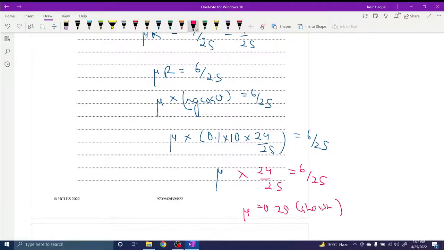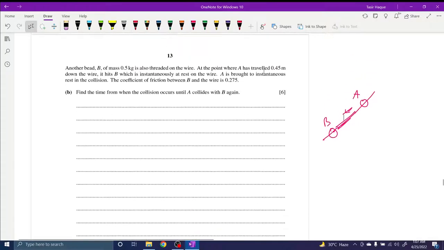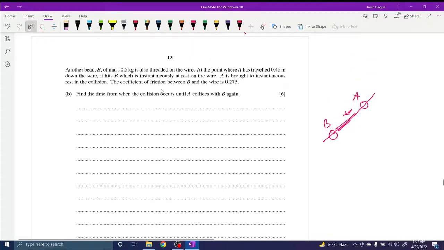Okay, that's all. Now the last part, this was the most complicated sum in the question paper. Another bead B of mass 0.5 kg is also threaded on the wire. At the point where A has traveled 0.45 meters down the wire, it hits B, which is instantaneously at rest on the wire. So this was the original scenario. A was moving down, right? Now there's another bead B over here. Now A hits B. A is moving towards B and it hits B. B was at rest initially. Now A is brought to rest after the collision.